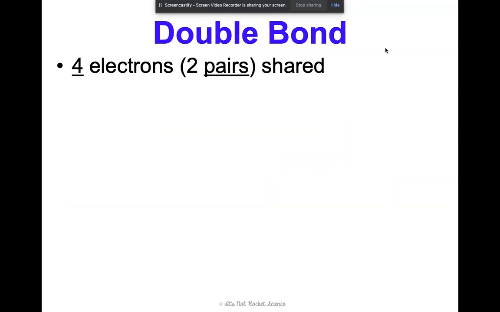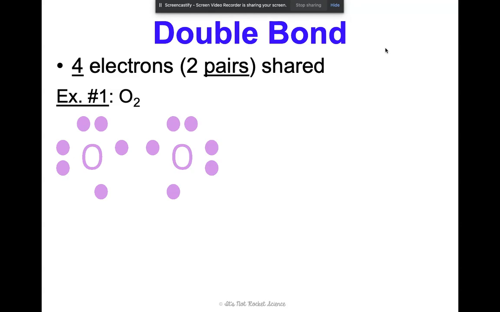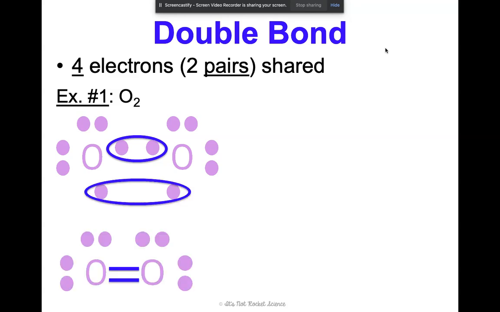Now let's jump into double bonds. Double bonds are 4 electrons or 2 pairs that are shared. So here we have O2. There's 2 oxygens that look like this. Those 2 leftover valence electrons for each of those that are not paired can be paired together, and we can actually show it looking like this when we draw it out with 2 dashes.